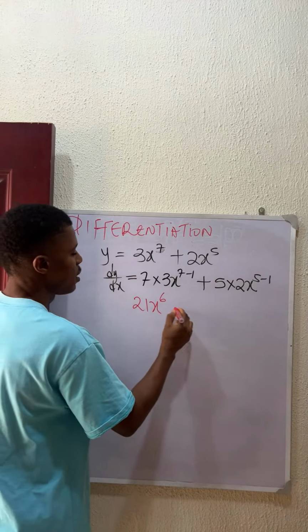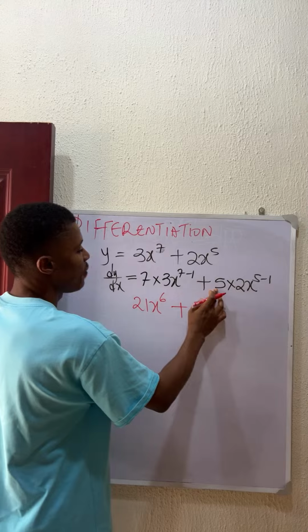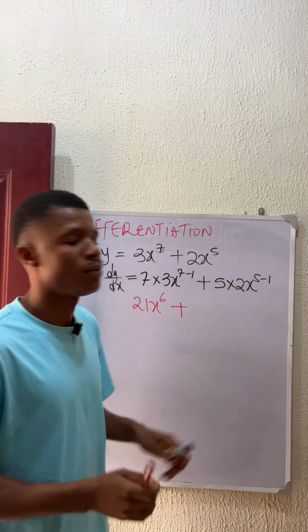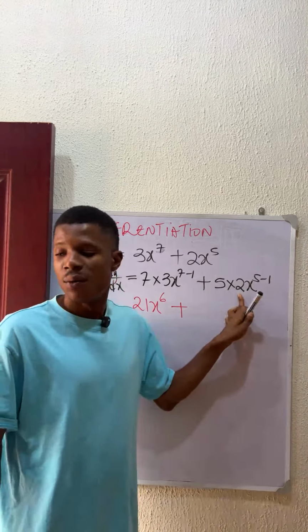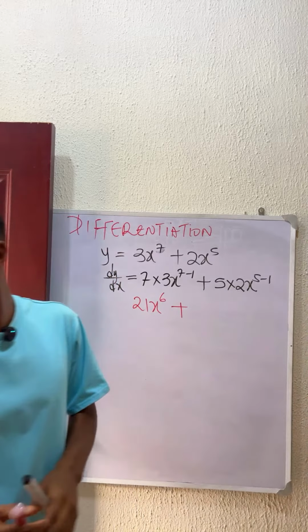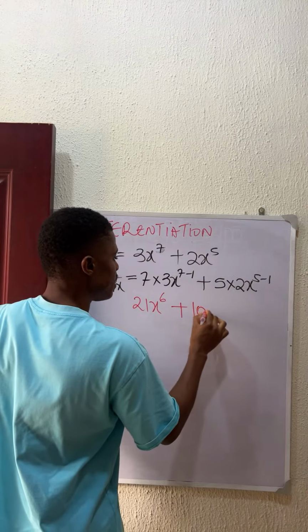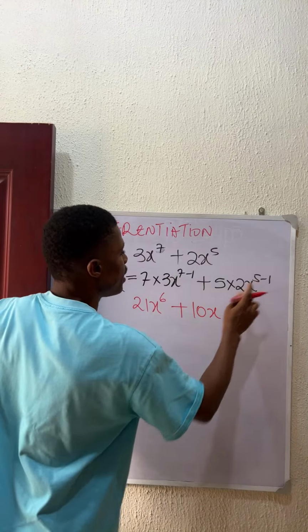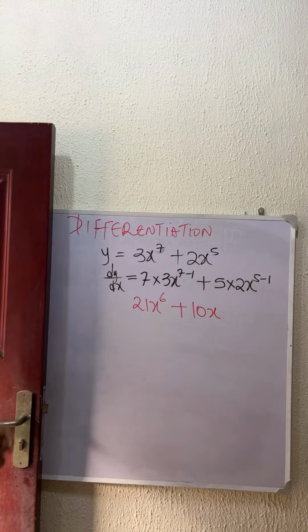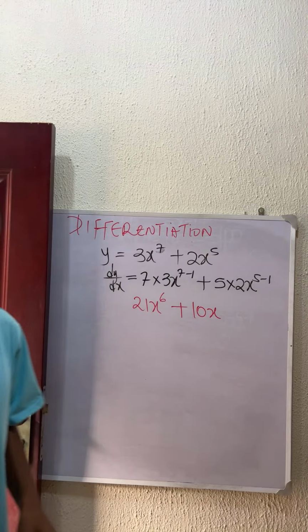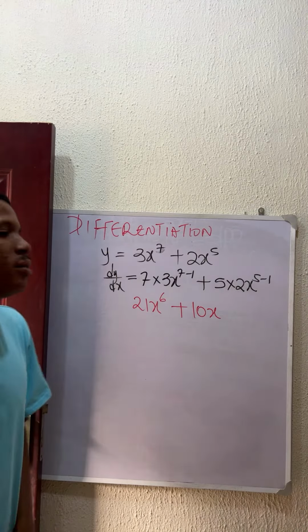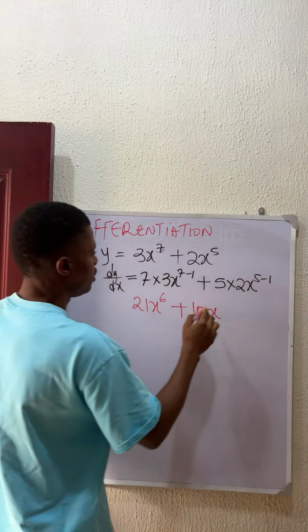So you have it as 6, plus, what is 5 times 2, please? If you are following, 5 times 2 is 10. You have it as 10x. What is 5 minus 1? 5 minus 1 is 4.